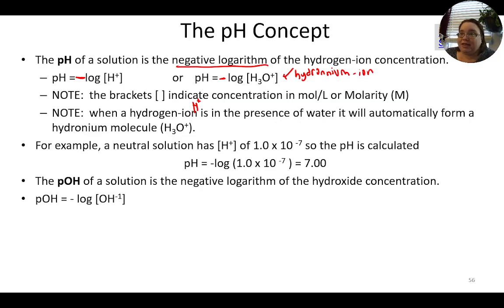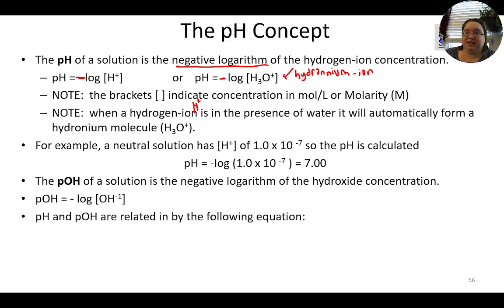But calculating the pOH is the exact same thing as calculating the pH. Take the negative log of the concentration. Now, it is interesting to note that pH and pOH are related. So I can easily switch from one to the other. They're related by the fact that if we add them together, they equal 14. So pH plus pOH will always equal 14. That means that if I know one of them and I need to find the other, all I have to do is take 14 minus what I know, and it will give me the other one.